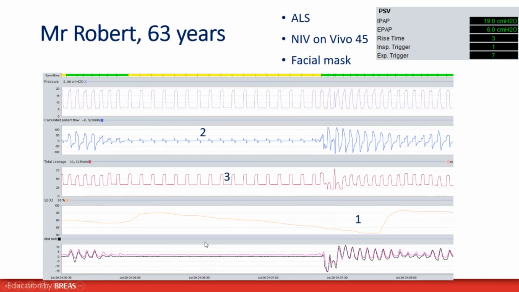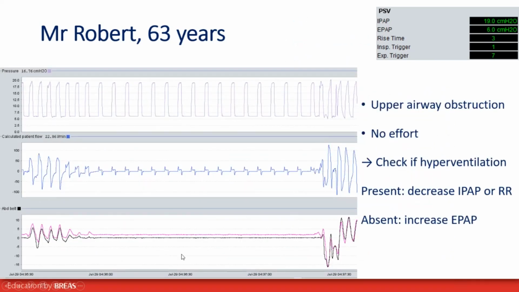But now if we look at the belt, there is absolutely no effort on the belt. Okay, if we zoom in, you see it perfectly. So it's an upper airway obstruction with no effort. So it means a decrease in the respiratory drive. So how can we manage such events?